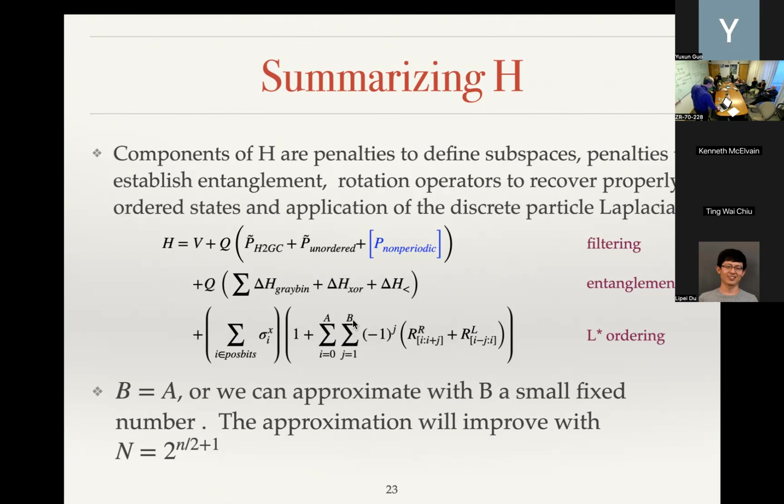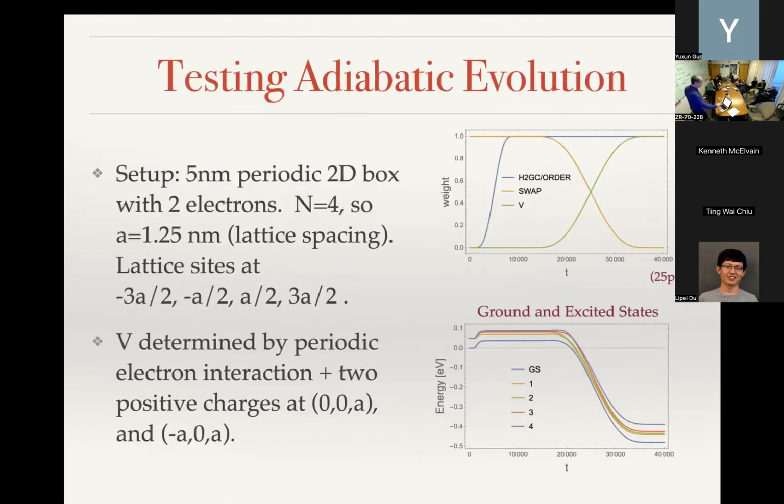So I'd much rather say, oh, B, I could set that to 3, 4, something small like that, and just increase my n to compensate for that. And then little tests, I made a little 2x2, with sort of two-dimensional space with 2 electrons in it, and it's 5 nanometers.